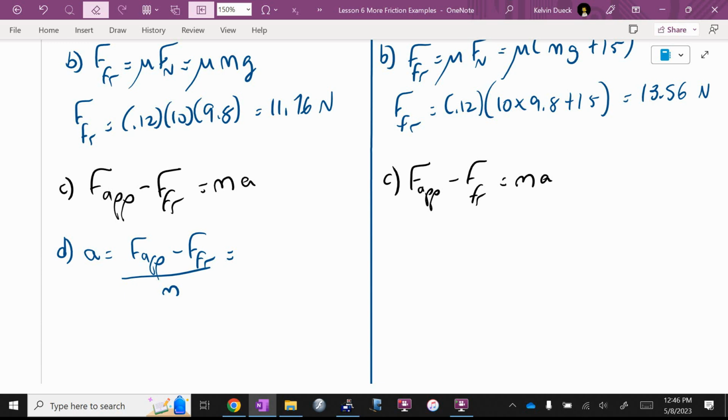How big was F applied in the first diagram? I think they told me. Was it 20, Cooper? Okay. And then friction, I actually calculated in B, 11.76 divided by, what was the mass? Oh, yeah, I can do that in my head easy. It's dividing by 10. 20 take away 11 is 9. Take away 0.76 is going to be 8.24, 0.824. Double check me, Cooper.